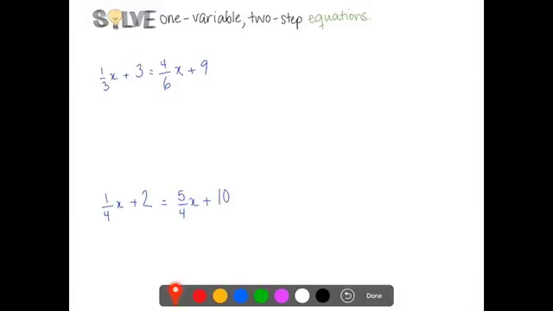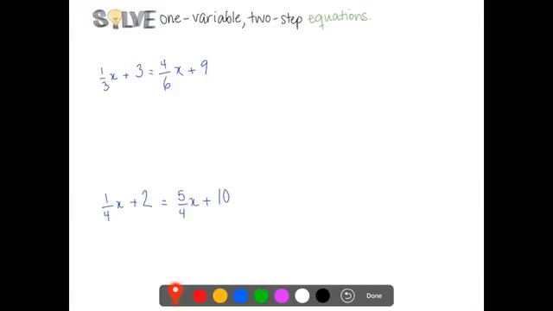In this particular problem, I'm going to choose to keep my variables on the right-hand side, and I'm going to keep my numbers on the left-hand side. And once you make that decision, you can go ahead and move whatever doesn't belong to the other side of the equal sign. And to do that, we usually do the opposite operation.